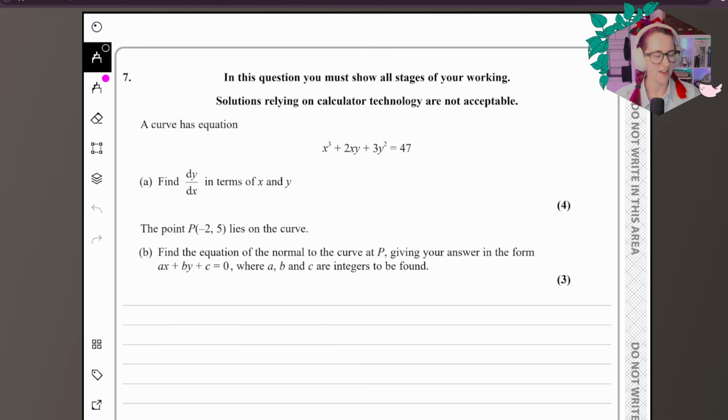Implicit differentiation time? I think it is. I think it must be. So we have a curve with an equation. Find dy dx in terms of x and y. So we want to find the gradient of this curve.